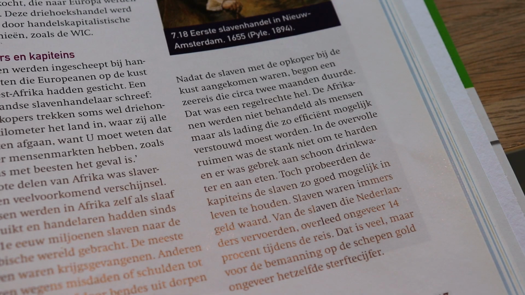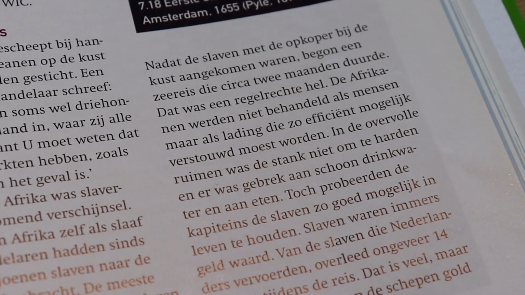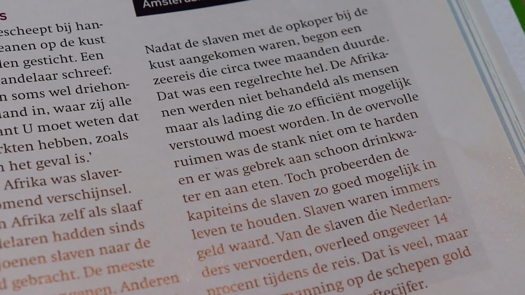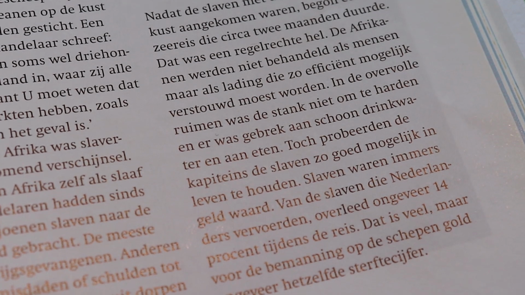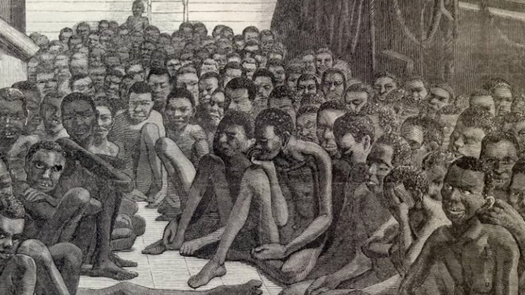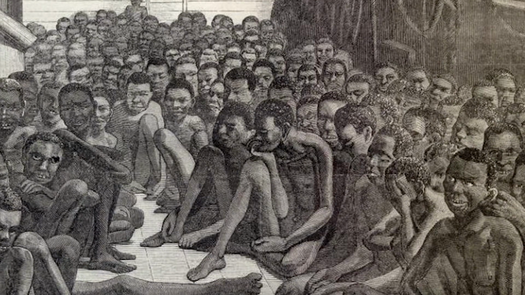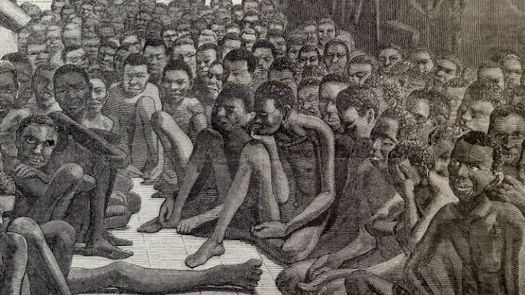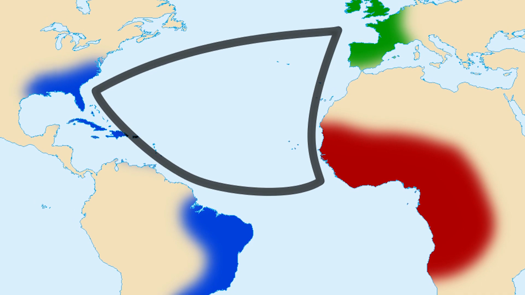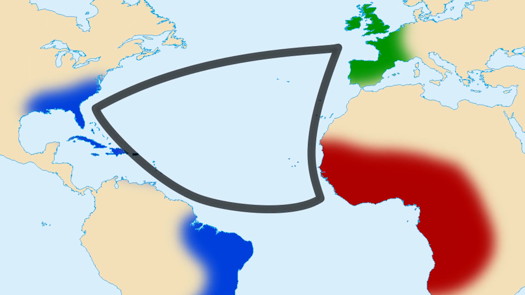Okay, now here it becomes interesting. This, the crossing over the Atlantic, was an outright hell. The Africans weren't treated as humans, but as cargo that had to be stored efficiently. In overcrowded spaces, the stench was terrible, and there was a lack of clean drinking water and food. Yet, the captains tried to keep the slaves alive as best they could. Slaves were worth money. The death rate among the slaves that were transported by the Dutch was 14%. That's a lot, but among the crew, there was a similar death rate. So you can see there's room for nuances here.